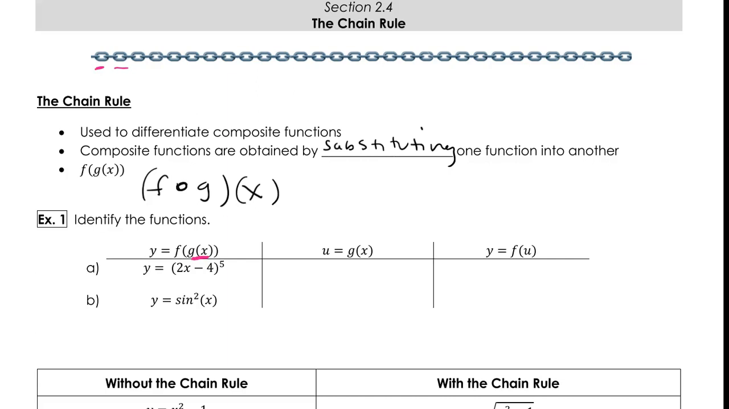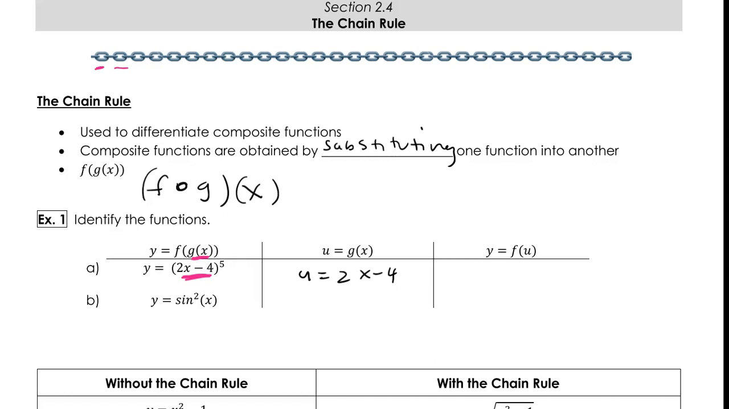I want you to look at a and look at 2x minus 4 to the fifth and say, what is the inside? Can you see that 2x minus 4 is your inside? We're going to call the inside g of x. So g of x is matching up with this 2x minus 4. Look over in the first column. I'm asking you for g of x, and I'm asking you to replace g of x with what the inside is. So I'm going to say that u is 2x minus 4. Okay? So we have the inside.